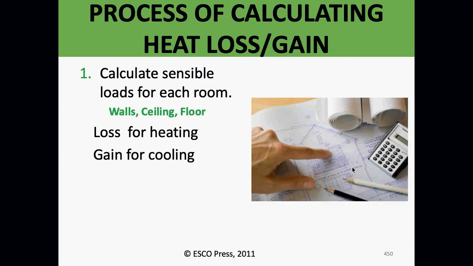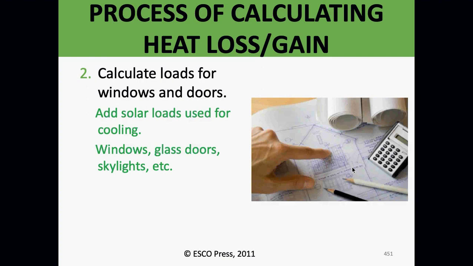So for air conditioning, again, we're calculating sensible heat loads for each room. We're looking at wall, ceiling, and floor loss for heating, and gain for cooling. You're doing this on your spreadsheet already. We calculate the loads for the windows and doors. We add a solar load for the cooling. Remember, I had you do the different facing glass directions on your glass schedules. We looked at the different numbers for the different facing directions. That's the solar loads. We look at windows, glass doors, and skylights for the solar loads.